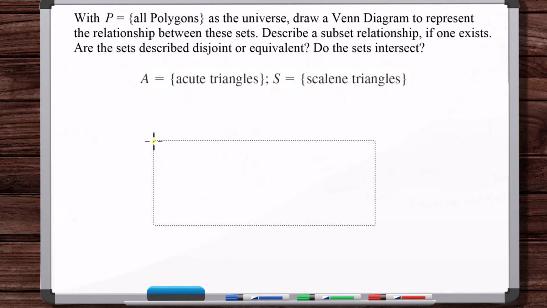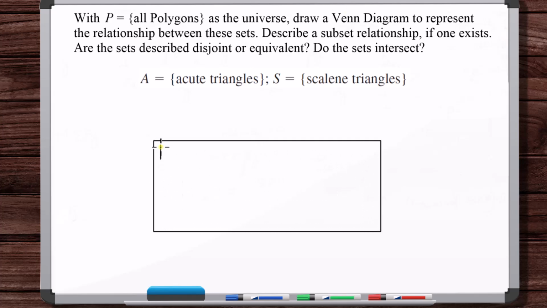Same question, just some different sets. So we've got this set of all the polygons. Now we have acute triangles, which are all polygons. Now we have scalene triangles again. How do scalene triangles relate to acute triangles? Well, here we've got a side length property and an angle property. An acute triangle is a triangle where all of the angles within the triangle are acute angles. It's not obtuse, it's not right.